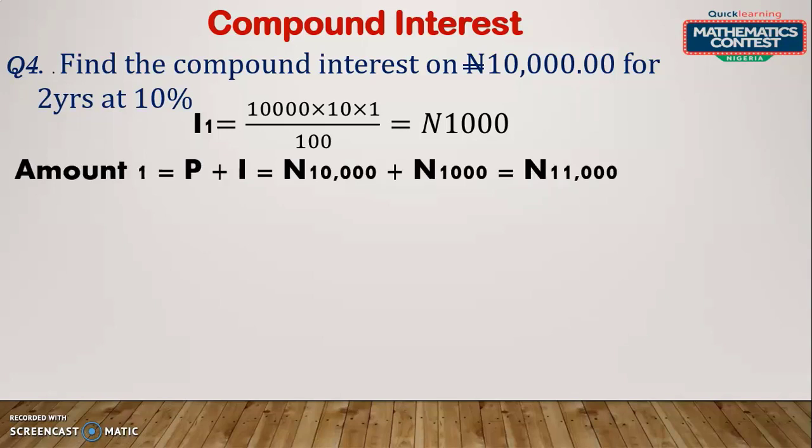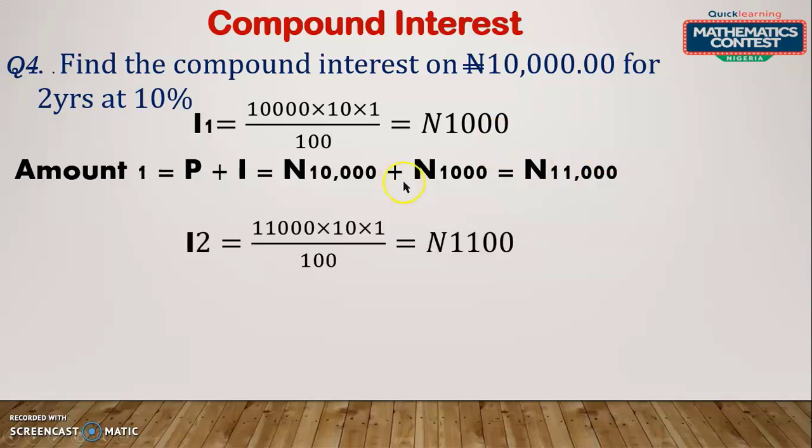Now for year 2, this 1,000 naira will be added to the principal. Originally, the principal was 10,000. Added to 1,000, we'll have 11,000. This is our amount at the end of year 1. But in the beginning of the second year, this amount becomes the principal now. So in the second year, the principal will now be 11,000 naira, no longer 10,000.